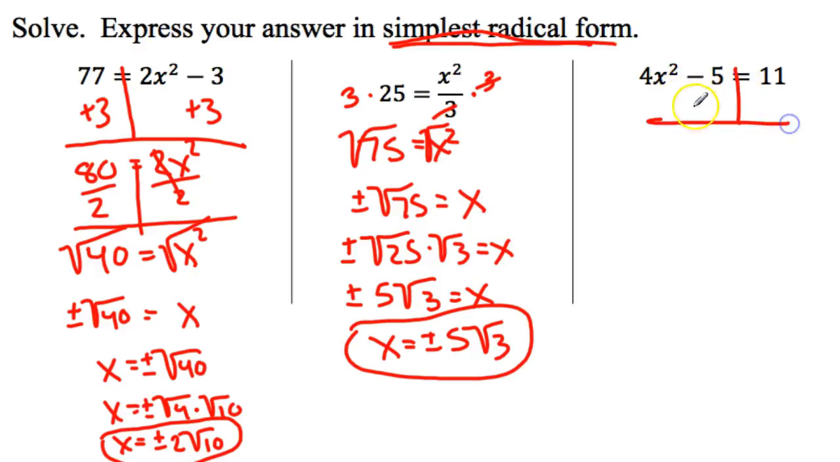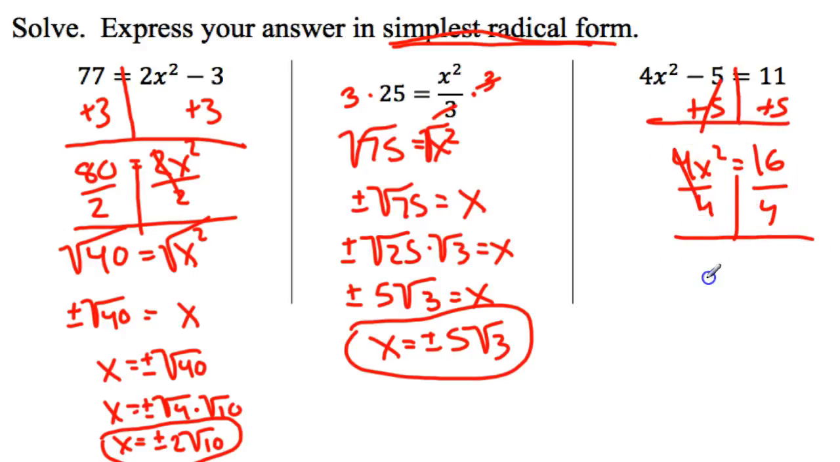X by itself. All right, plus 5 cancels. 4x squared equals 11 plus 5, 16. Divide by 4. Divide by 4. That cancels. X squared equals 16 divided by 4 is 4. All right. Square root. Square root. X equals plus or minus square root of 4. And what's the square root of 4? It's 2. So x equals plus or minus 2.